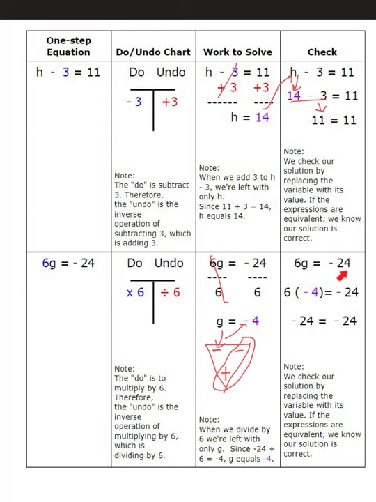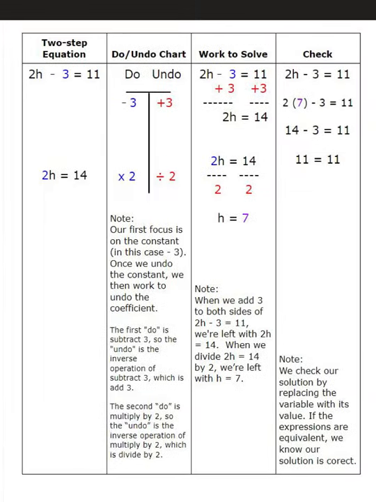All right, then I check that as well. 6g equals negative 24. 6 times, and then when you're substituting, when they're right next to each other, it's best to put in parentheses. So 6 times negative 4 is negative 24. So that checks out. Okay, a couple more.